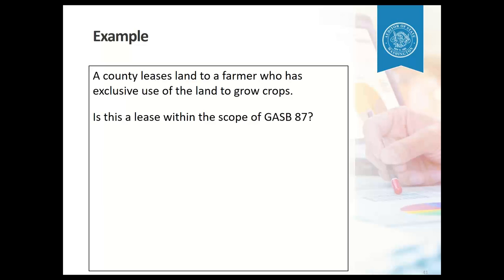So yes, when we think about the underlying asset here, it's the land, not the crops. So this one is a lease within the scope of GASB 87.